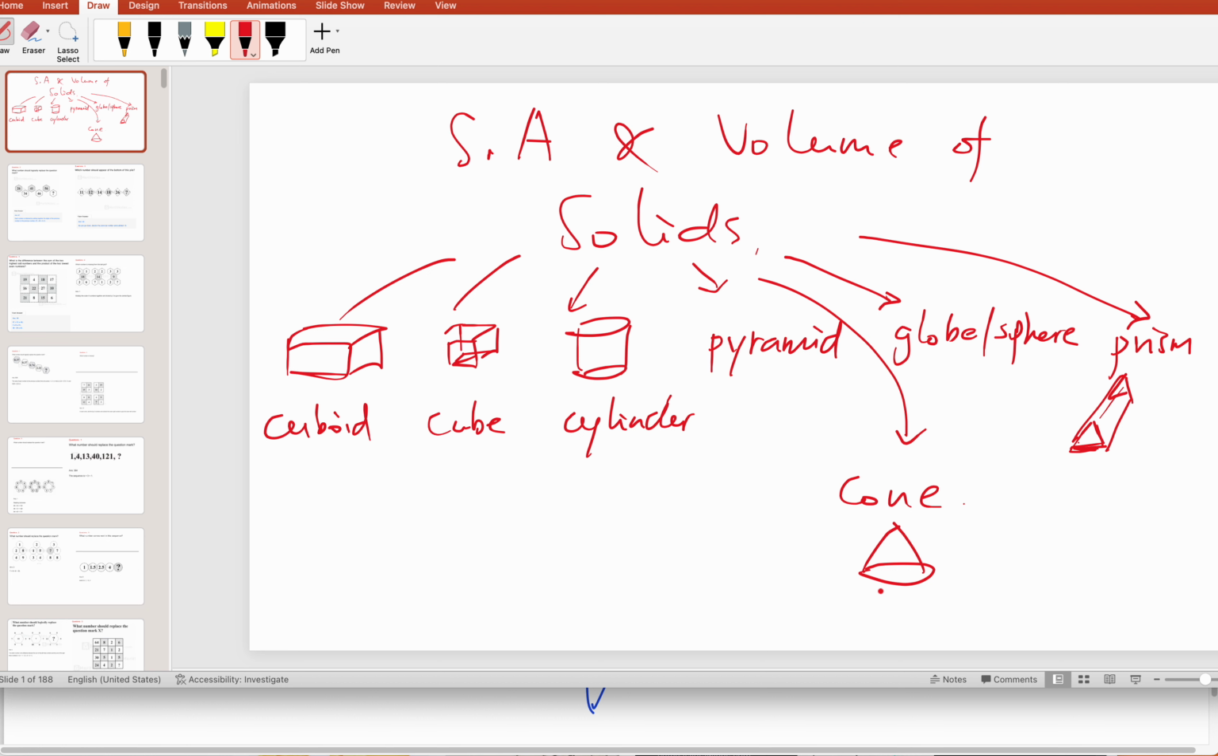Volume is 1/3 pi r square times h, right? So your r is 9, right? The h is 5. I think you can find the volume. From the original, where's the original piece of paper? Yeah, so from this piece of paper.